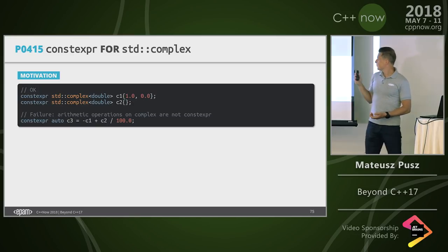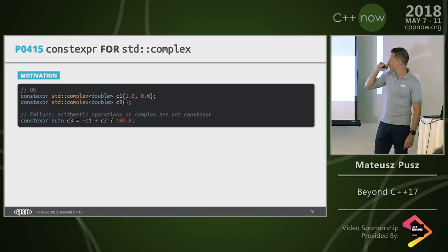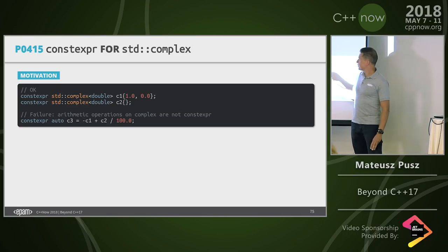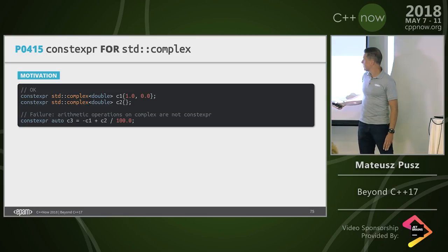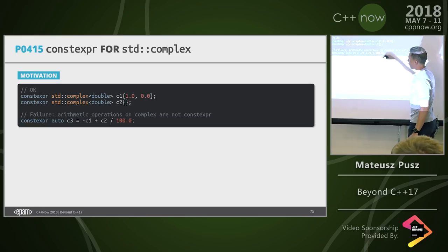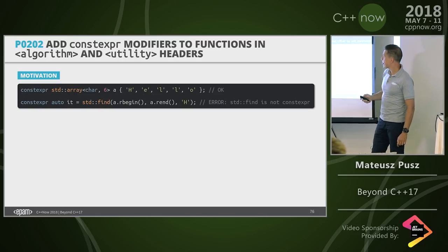Okay, and that's all for the lambdas. Now we will go to the changes regarding constexpr. We added constexpr to the library for complex. So you'll be able to do calculations, not only create types, because you always could create a type, but you couldn't do operations on it until now.